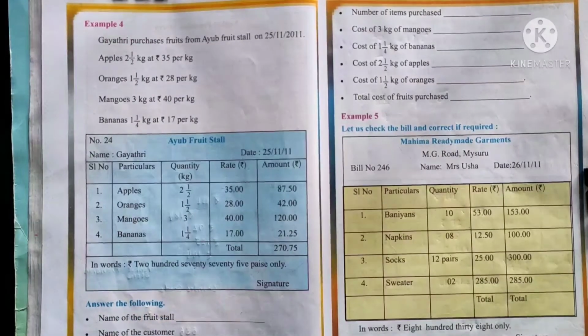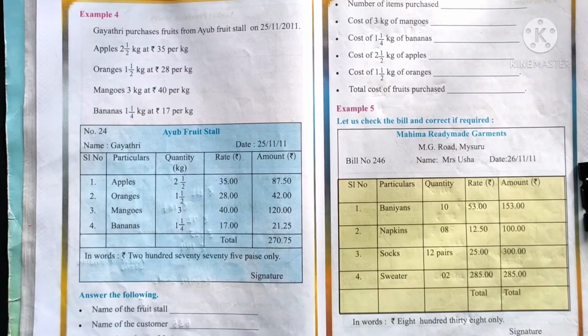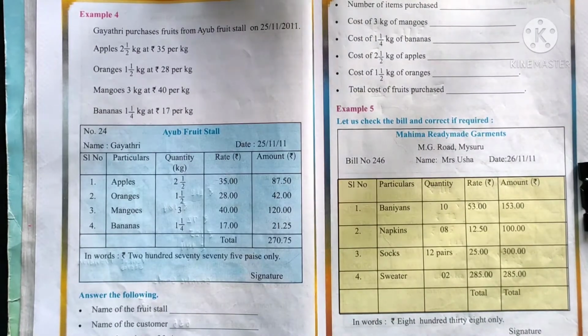So with the help of the video, answer the following questions that are given below. So let us check the bill and correct if required. This is the 5th example that we are working out.